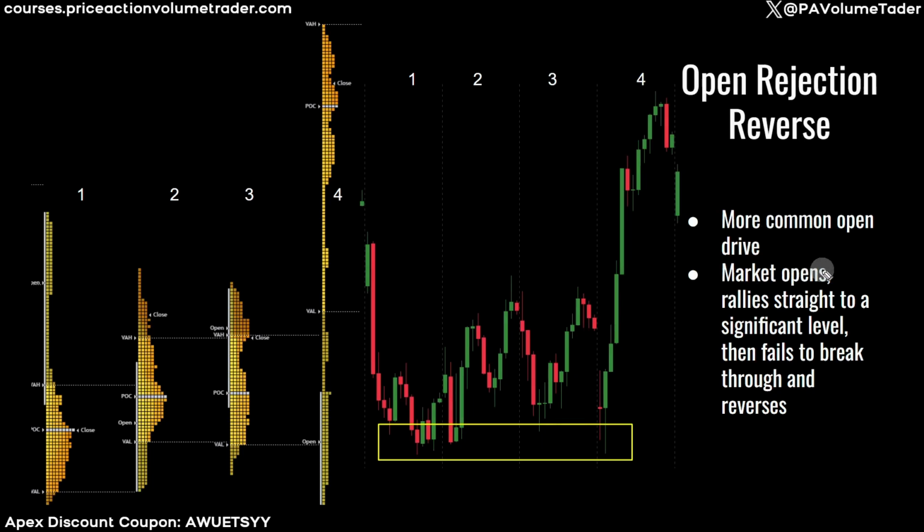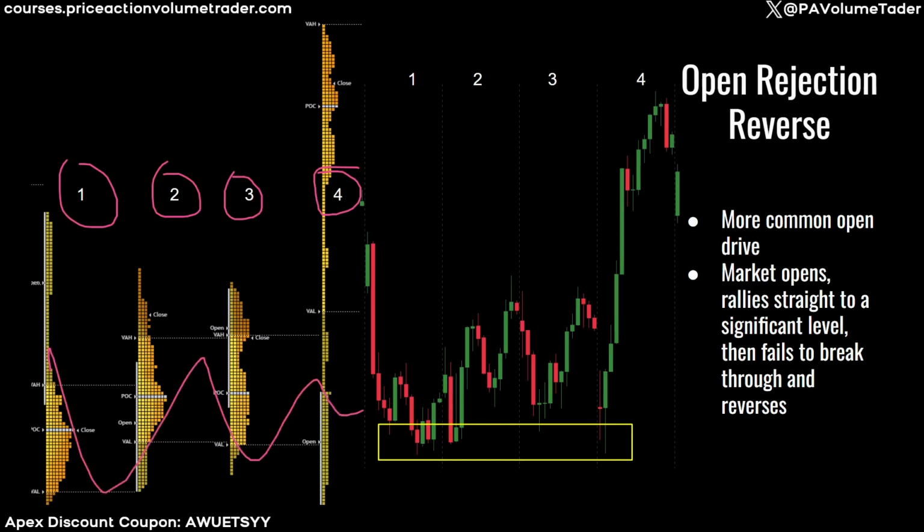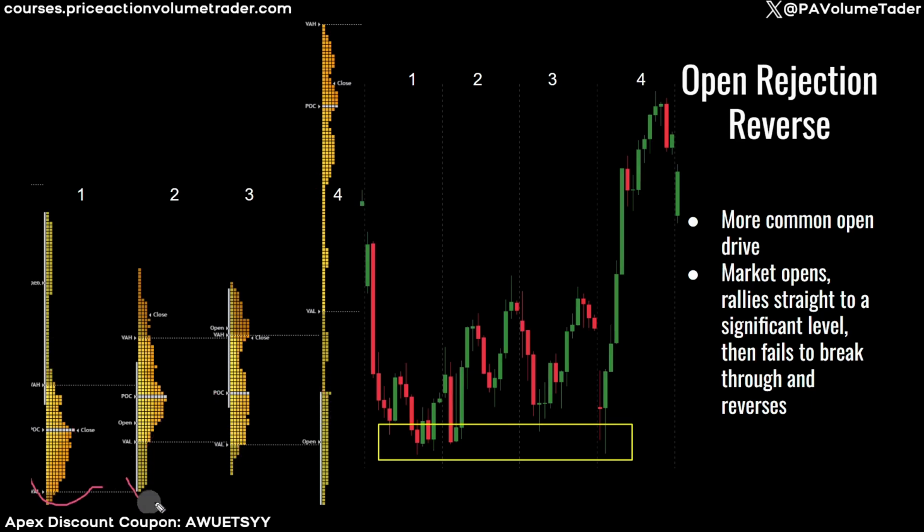Market opens, rallies straight to a significant level, then fails to break through and reverses. Okay, so in this case you can see we have 4 regular trading sessions here, and we're pretty much on a balanced area, and we have a very significant support level here, as you can see from all these days in this yellow area that I've highlighted here.